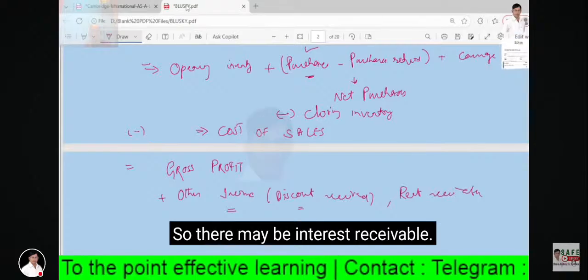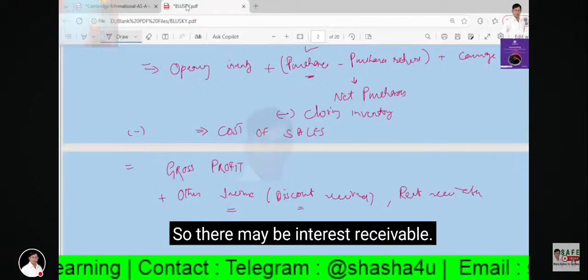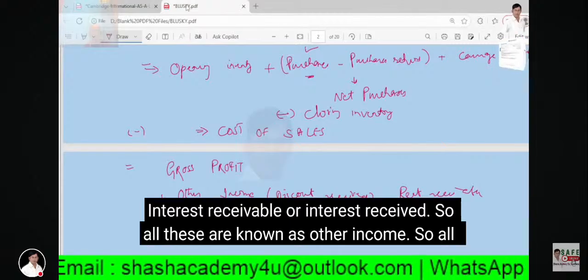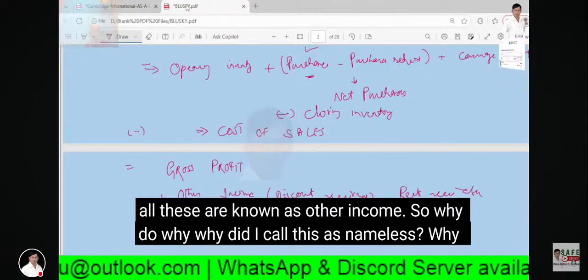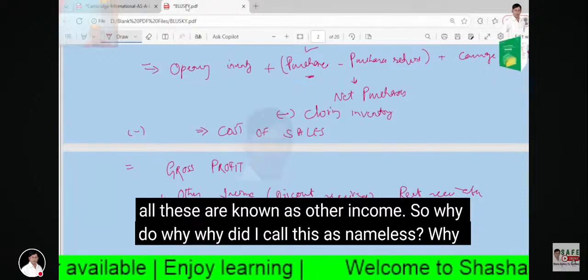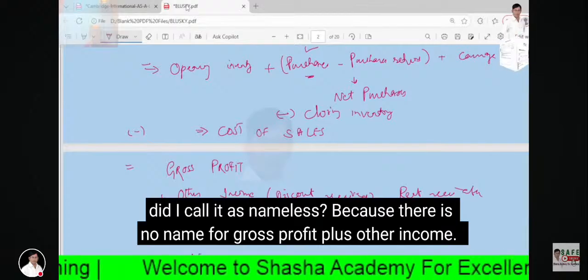So there may be interest receivable. All these are known as other income. So why did I call this nameless?